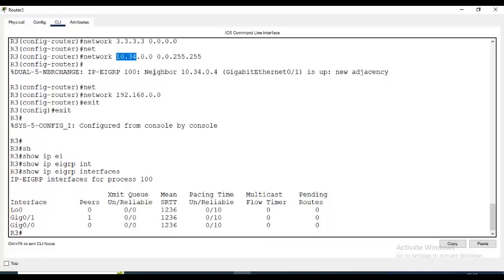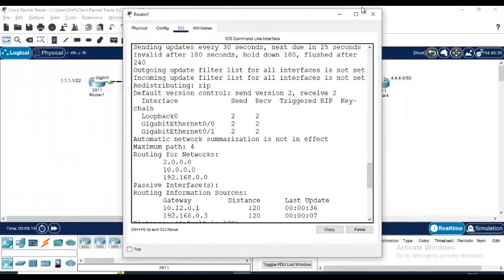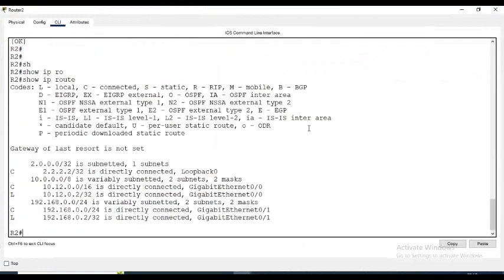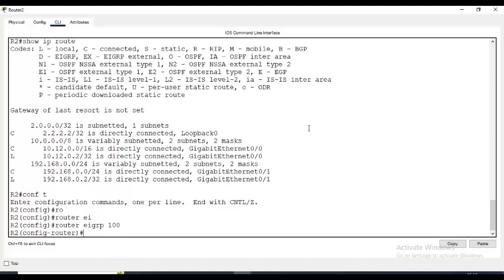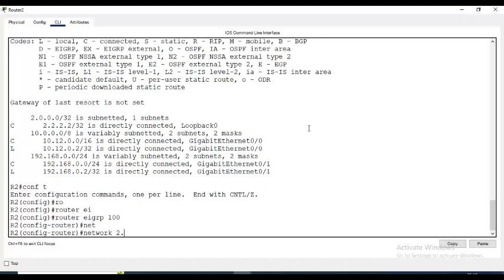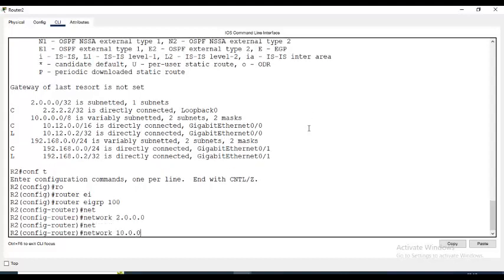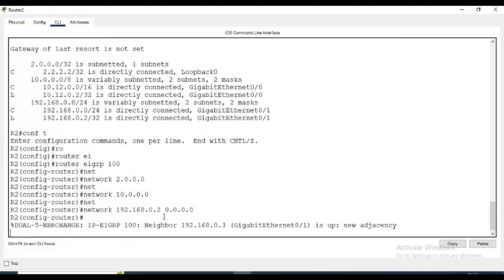Next, router 2. Show ip route. So the networks are router eigrp 100, network 2.0. This is also okay. Network 10.0.0.0 also okay. You can also say like this, 192.168.0.2, 0.0.0.0. You can also say exactly this IP address. You understood?